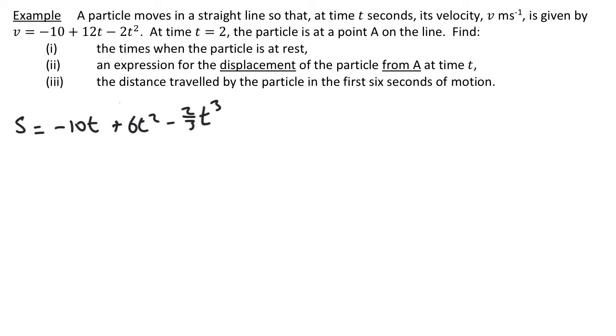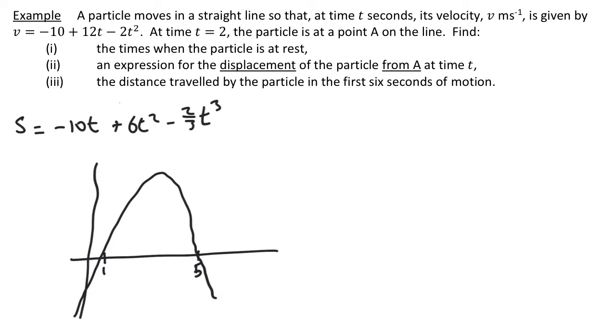To find the distance travelled by the particle in the first 6 seconds of motion, what I want to first consider is the velocity time graph. So we're doing v equals minus 10 plus 12t minus 2t squared, and we know that at t equals 1 and t equals 5, the velocity is 0. So that means with it being a negative quadratic graph, the velocity time graph is going to look something like this.